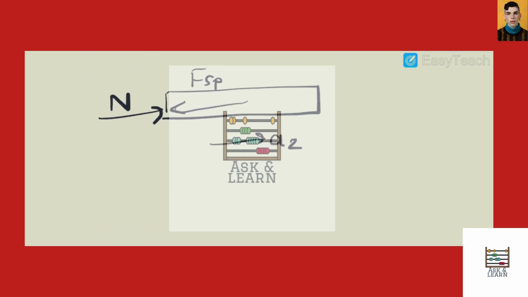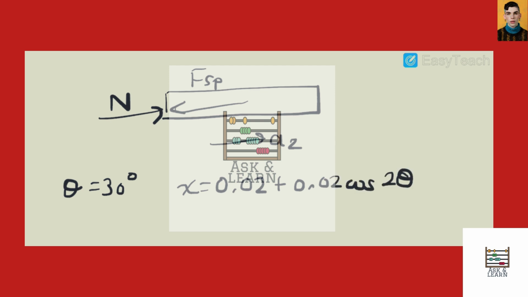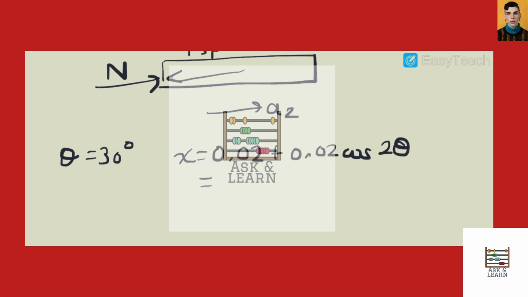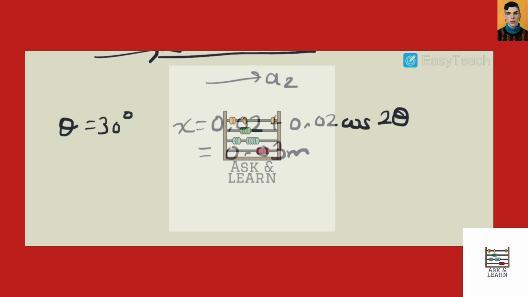So when we know that theta is equal to 30 degrees, we know the spring will compress a distance equal to x equals 0.02 plus 0.02 cosine of 2 theta. And this gives us an x distance of compression equal to 0.03 meters. Therefore, our spring force, FSP, is just going to be equal to k times x, which is equal to 30 newtons.